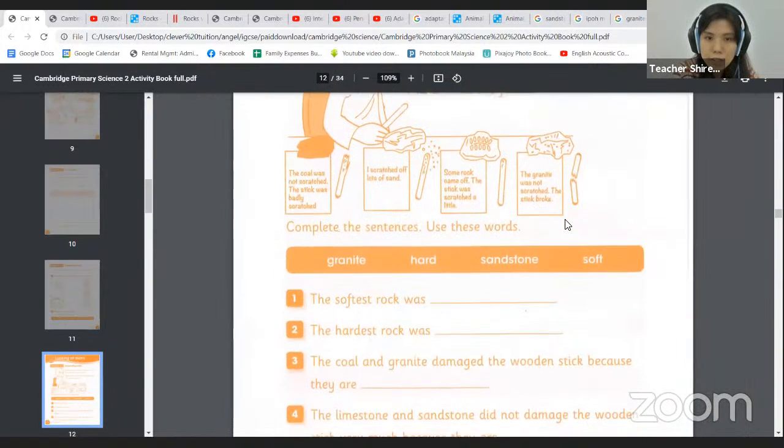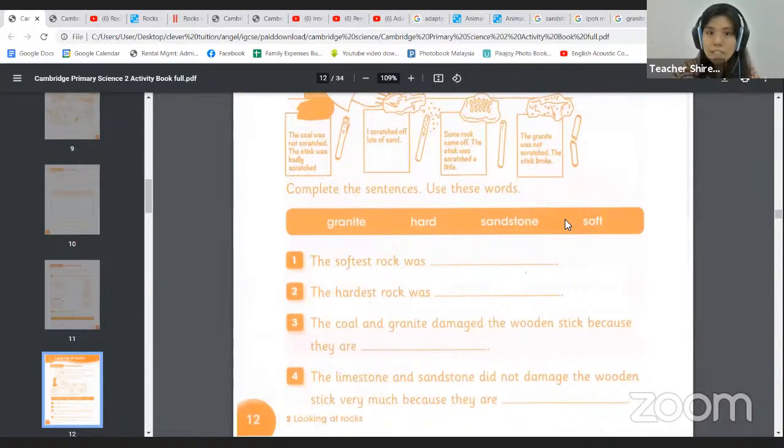Okay, let's do it together. Turn to your activity book, page 12. Number 1. Joyce, can you read number 1? The softest.